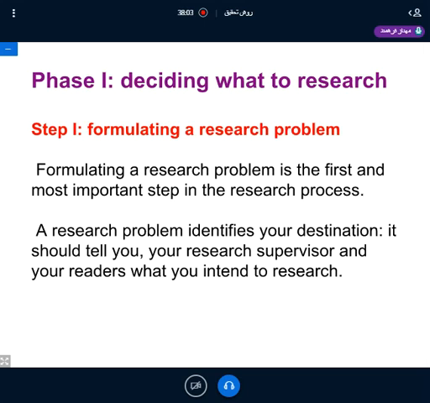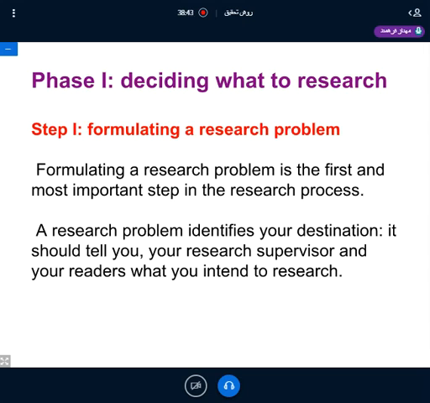We are going to study phase 1, deciding what to research. As you remember, phase 1 was deciding what to research. So step 1 in this phase is formulating the research problem. Formulating the research problem is the first and most important step in the research process.